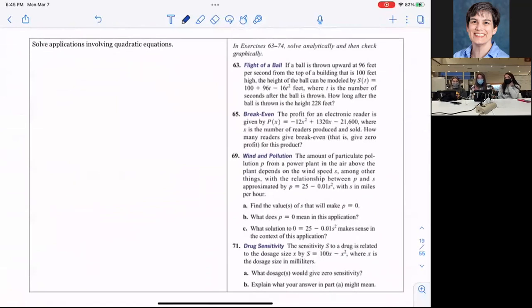Okay. What about this one? We can probably only do one on this one. Number 63. Okay, the flight of a ball. If a ball is thrown upward at 96 feet per second, from the top of a building that is 100 feet high, the height of the ball can be modeled by S of t equals 100 plus 96t minus 16t squared feet, where t is the number of seconds after the ball is thrown. How long after the ball is thrown is the height at 228 feet?